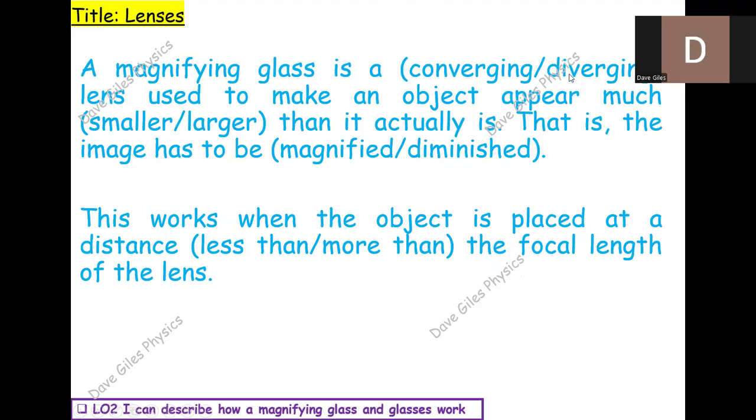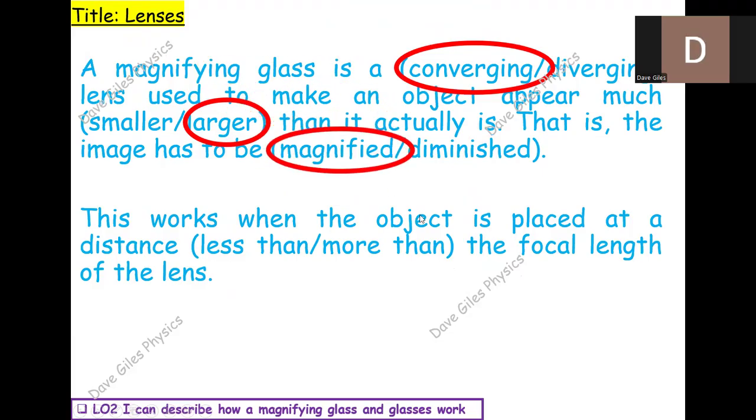So quick questions here. A magnifying glass is a converging lens used to make an object appear much larger than it actually is. That is, the image has to be magnified. This works when the object is placed at a distance less than the focal length of the lens. Okay, so that is magnifying glasses.